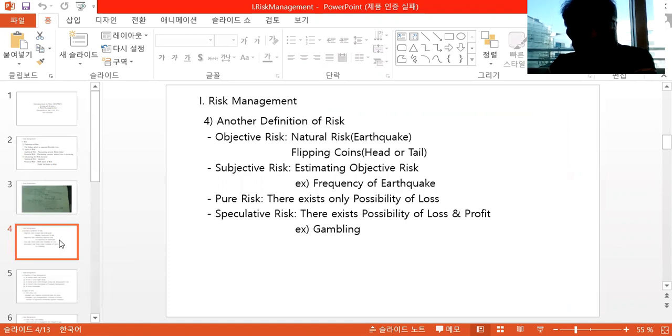Okay, next, another definition on the risk side is objective risk versus subjective risk. Objective risk is a natural risk, like an earthquake or flipping coins, showing up heads or tails. The subjective risk is estimating that objective risk. The example is you estimate the frequency of earthquakes. That's subjective risk. And the next, we also define pure risk versus speculative risk. Pure risk, there exists only one possible loss. But speculative risk has the possibility of loss and profit, like gambling.